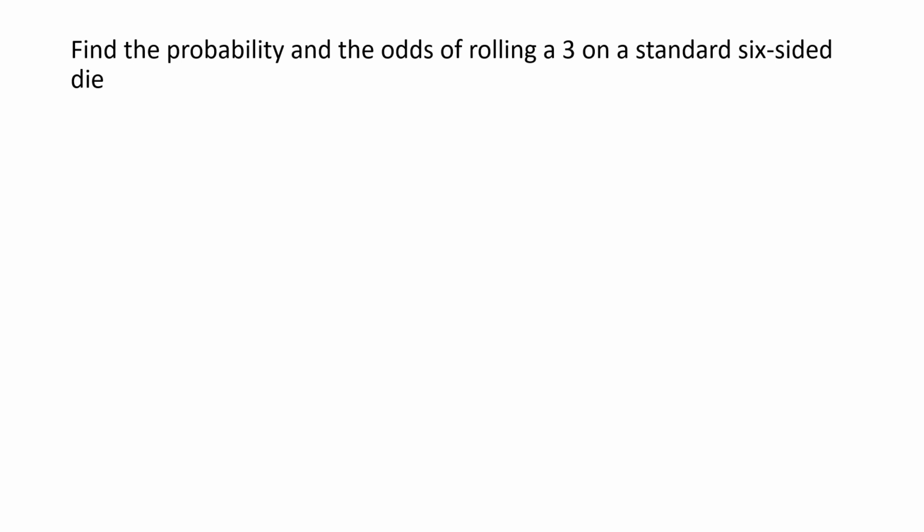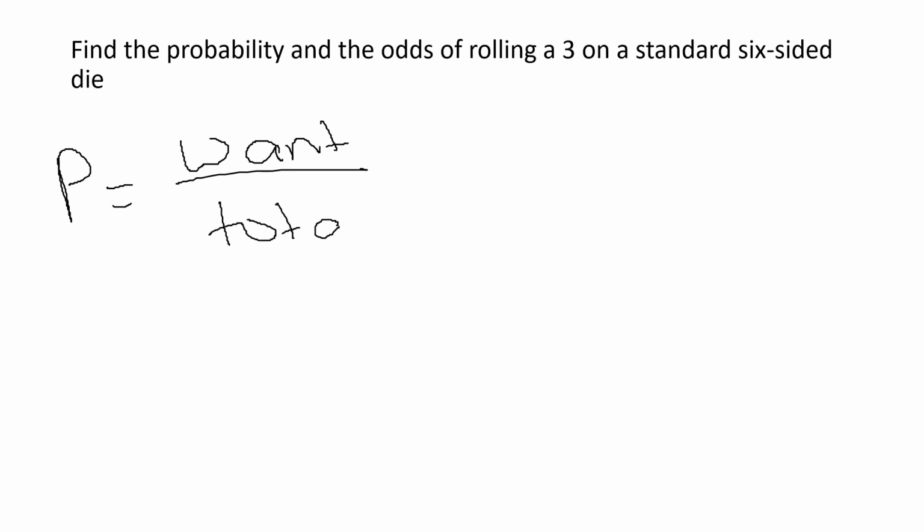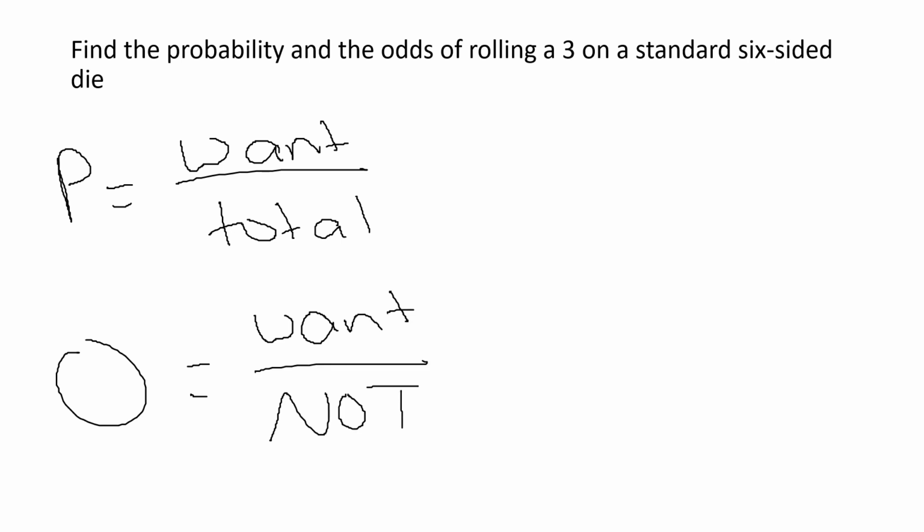All right, let's look at this problem. Find the probability and the odds of rolling a 3 on a standard 6-sided die. So remember, probability is what we want over the total. Odds are what we want over what we do not want, okay? So let's do probability first. Probability of rolling a 3 on a standard 6-sided die.